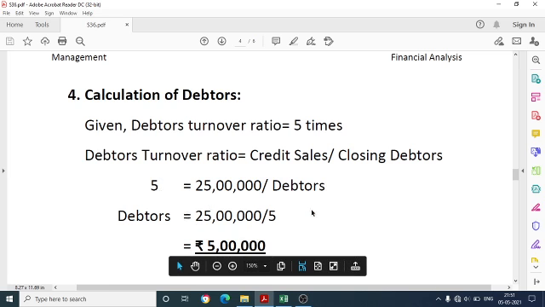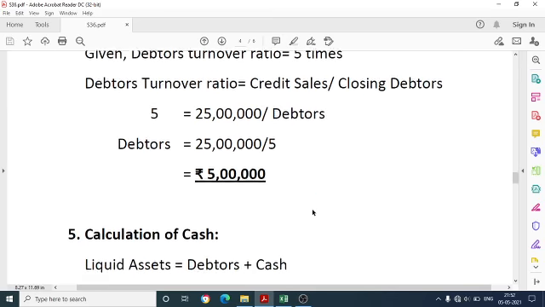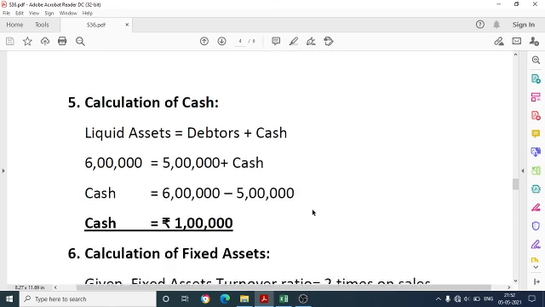So in the total current asset component, 10 lakh, first 4 lakh is closing stock, next 5 lakh is debtors, so 5 plus 4, total 9 lakh, and definitely the remaining 1 lakh is cash balance. Next, fifth one, calculation of the cash, I will explain now.